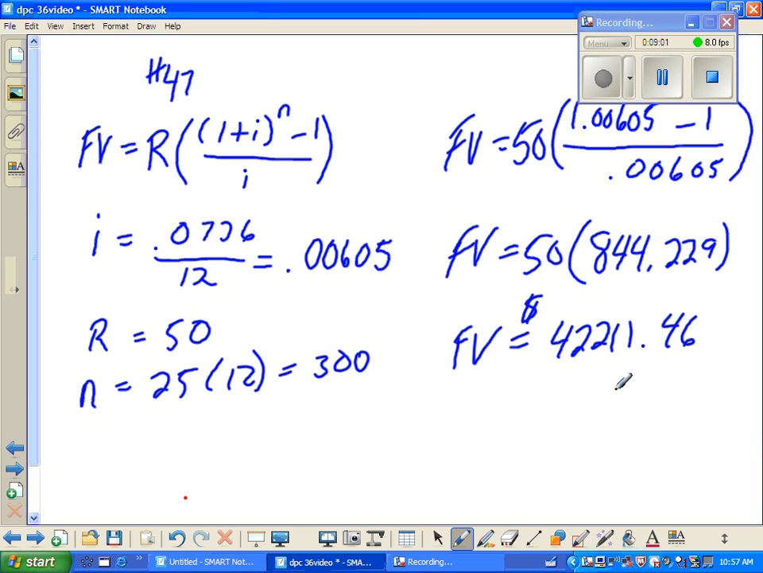In other words, if I take my $50, deposited every month for 25 years, and I'm earning 7.26% interest, at the end I'll have this much money.